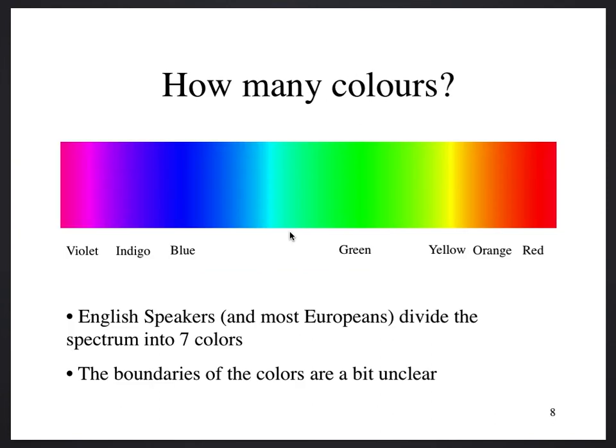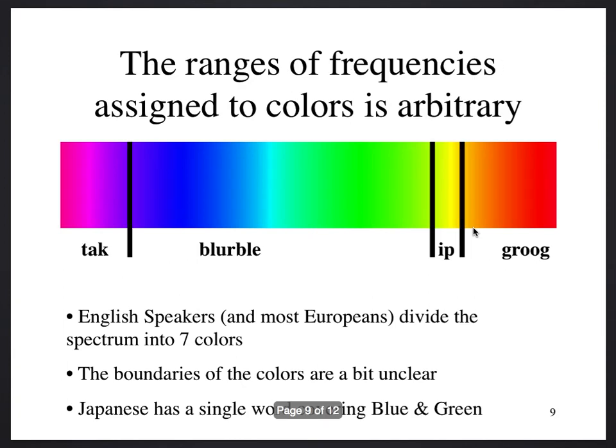So most English speakers and most Europeans will divide this up into 7 colours. Red, orange, yellow, green, blue, indigo, violet. It's interesting that green and blue are huge, and orange and yellow are tiny. So certainly the person who did this didn't go every 50 nanometers of wavelength, we're going to do whatever. It's certainly irregular. And it's completely arbitrary.